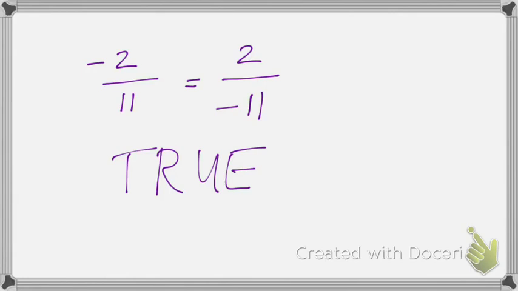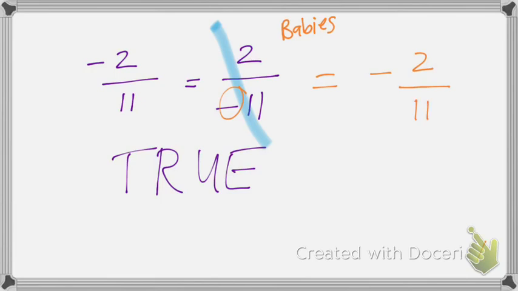Now, we don't write it like this because babies write it like this. Okay, now I'm going to pose a different question. That's how you're supposed to write it. The only one I don't like is this because it's for babies, but this is good and this is good.